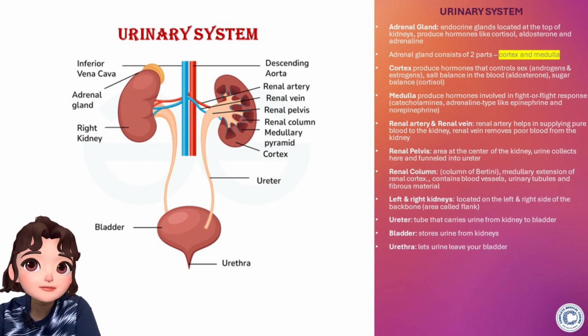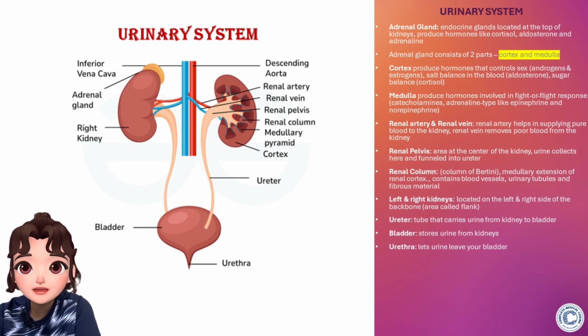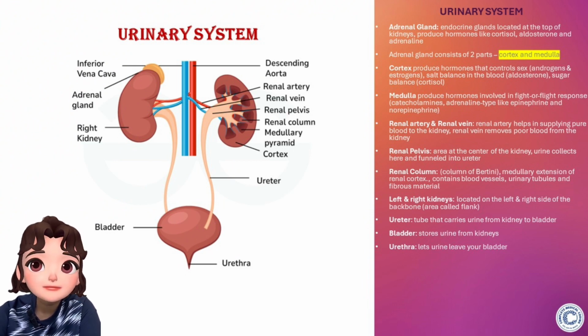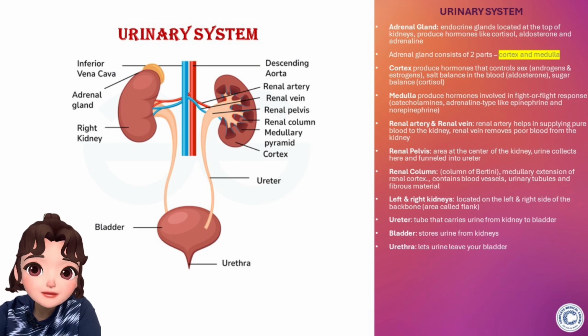Renal pelvis. It's an area at the center of the kidney. Urine collects here and is funneled into the ureter. Renal column. Column of Bertini. Renal column is also called as column of Bertini. So you can see in the picture where is the renal column, one side from both the kidneys, right and left kidney.